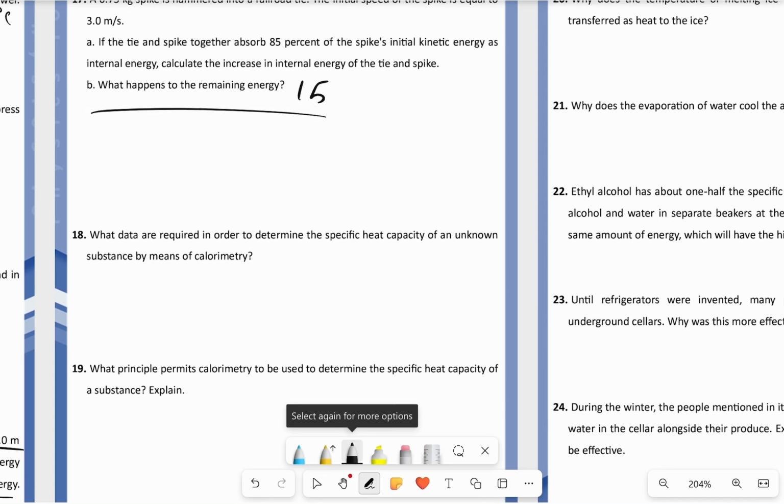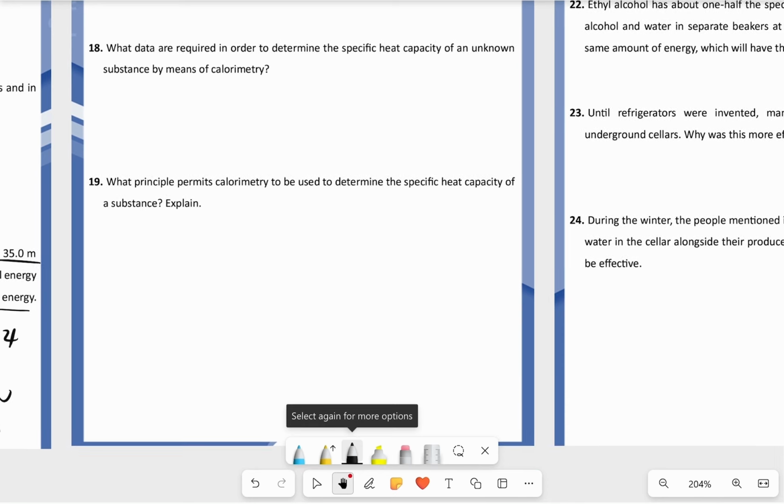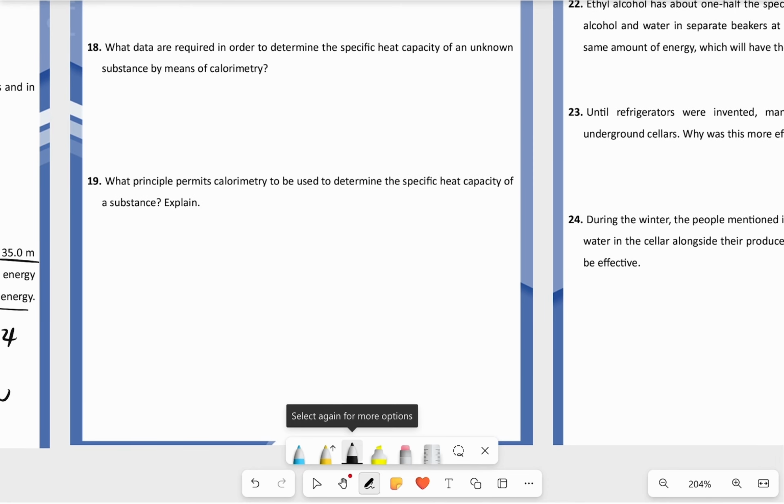The remaining energy is equal to 15%, which can be transferred to the surrounding air, or it can be transferred to or converted to sound.